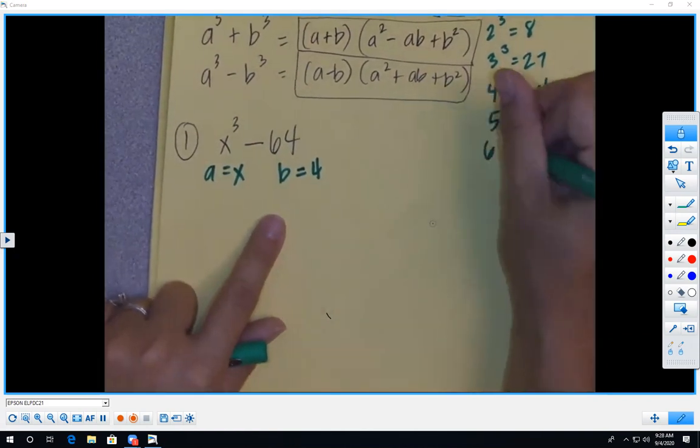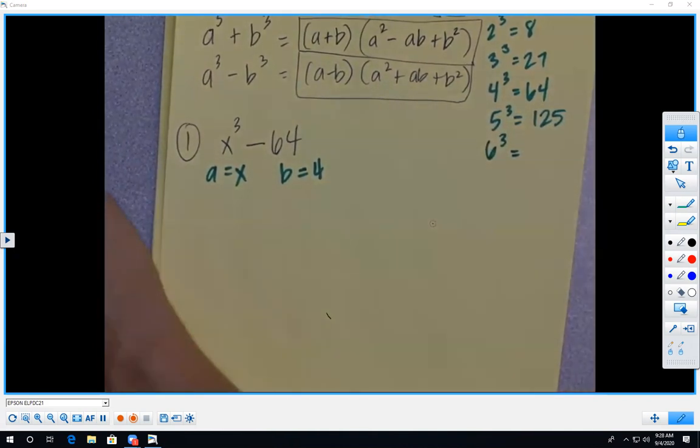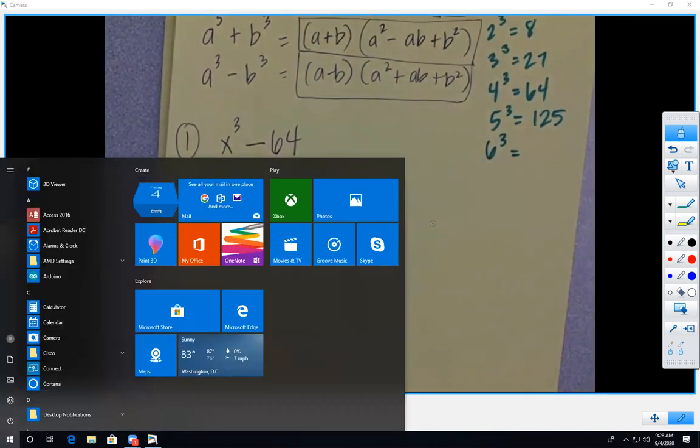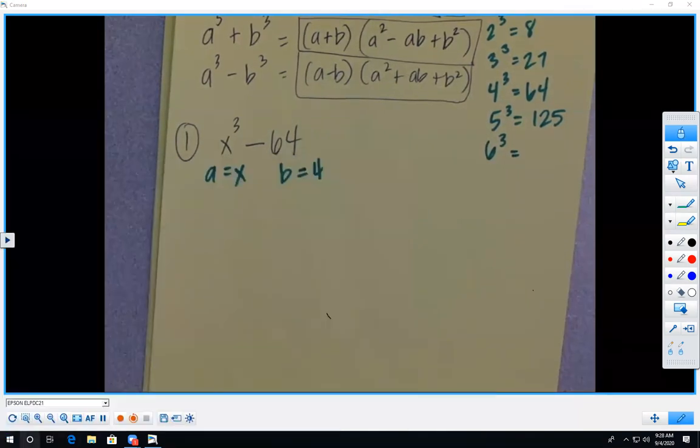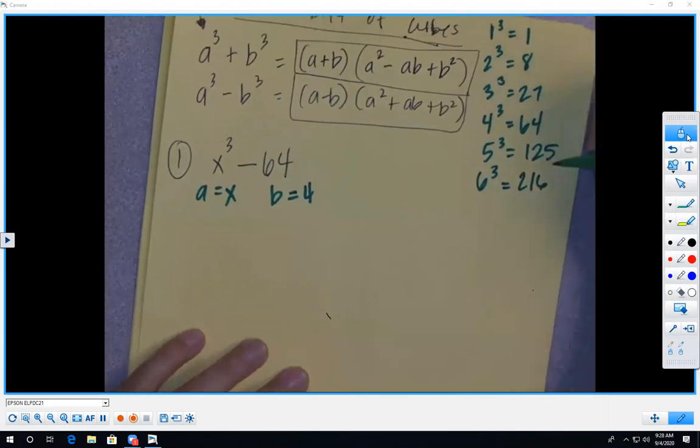Sometimes they do 6 cubed, and I believe that's 216. That's off the top of my head. I might be wrong about that. Let me check that. 36 times 6. Yeah, it's 216. Sorry. So sometimes you'll have that one, but it's mainly these first 5.